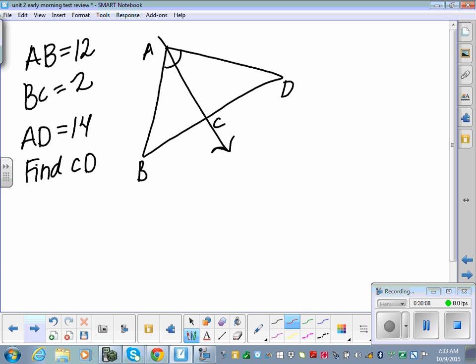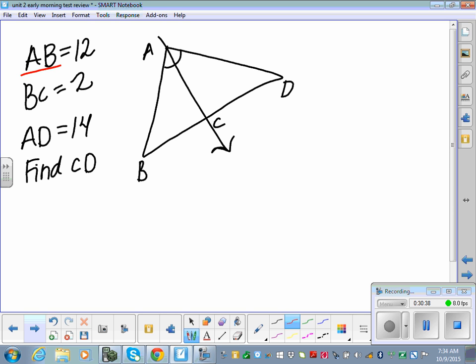Okay, looking at this picture, if the direction said on the test, and it will, that angle A is being bisected by this line, and then they give you these things: AB is equal to 12, BC is equal to 2, AD is equal to 14, and then it asks you to find CD. Don't think so hard. Don't say, oh, I don't know how to do that. You do. Fill it in, and then it's going to look like everything we've done.